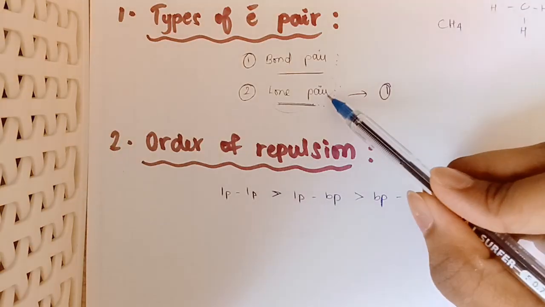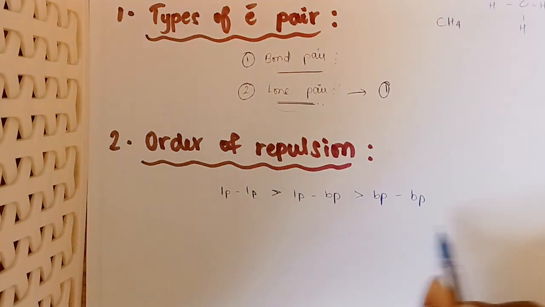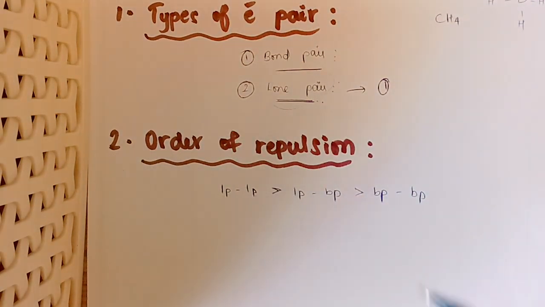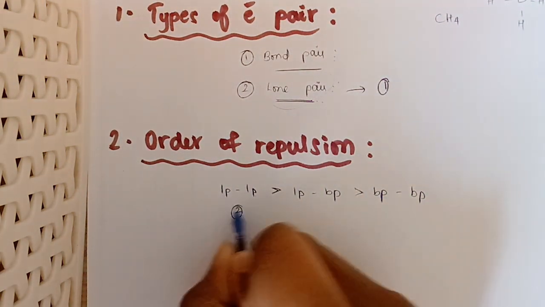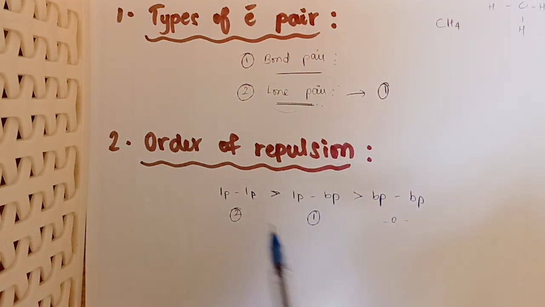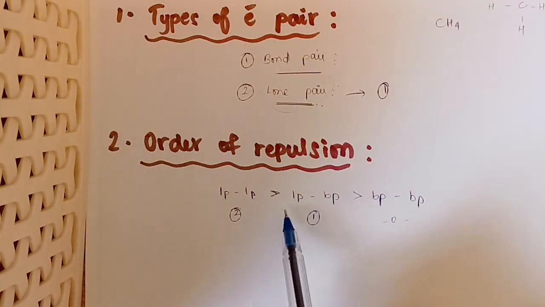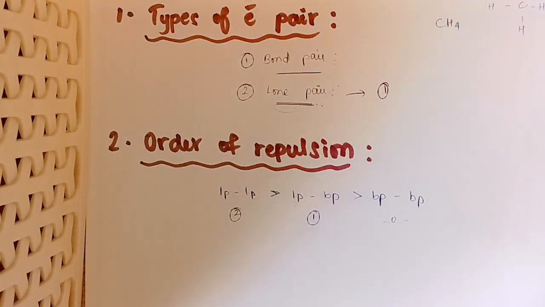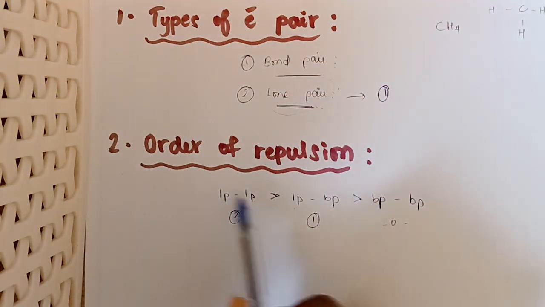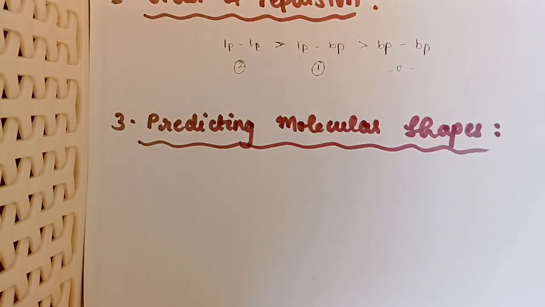Over here we said that lone pairs repel strongly. So we just check the number of lone pairs and then put them in ascending or descending order. Here there are two lone pairs, here there is one lone pair, here there are none. So when the number of lone pairs increases, the repulsion is stronger. As the number of lone pairs decreases, the repulsion is weaker. Or you can say, as lone pairs increase, repulsion increases. As bond pairs increase, repulsion decreases. The next topic is the prediction of molecular shapes.